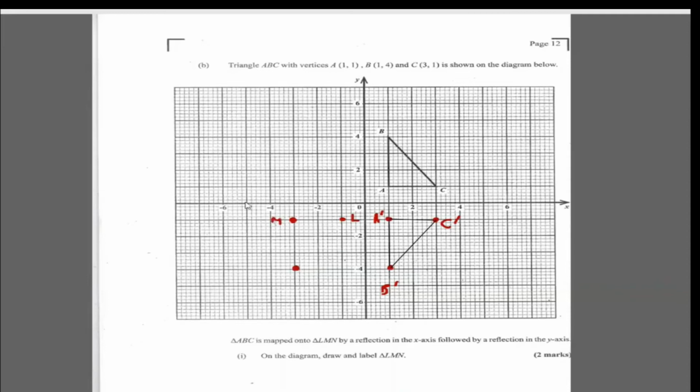Well, actually, this would be A. A would be for L. M would be for B. Wait, yeah, I put B at the wrong spot. This shouldn't be right here. My apologies. 1 unit away, 1 unit away.